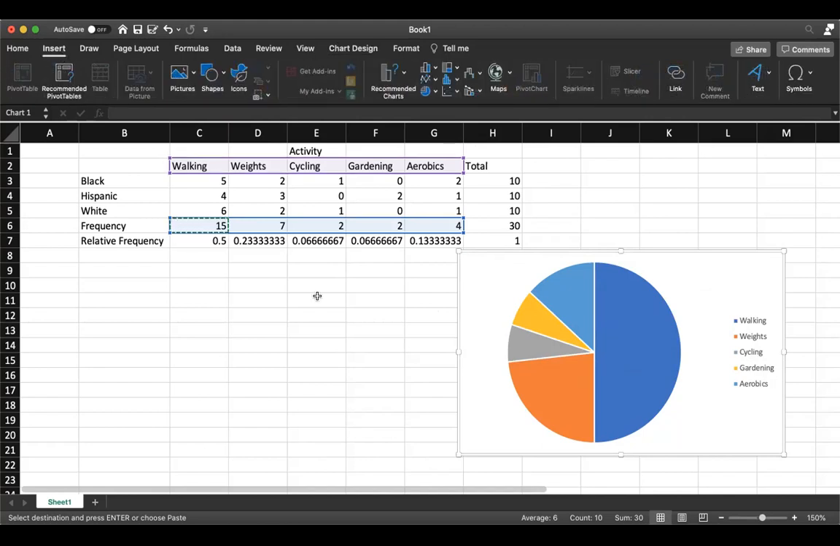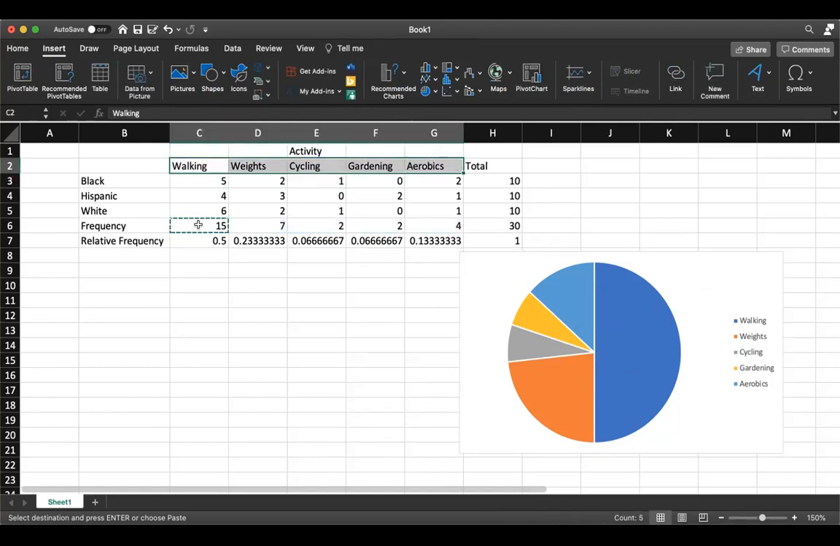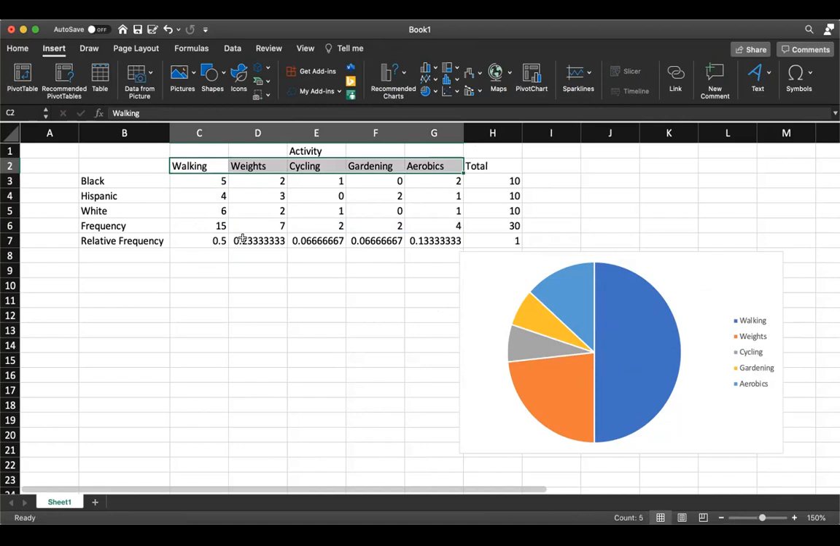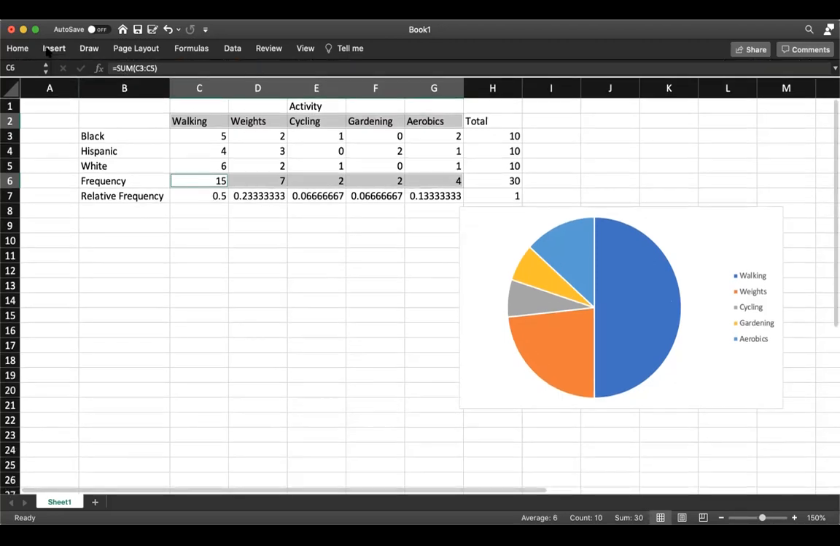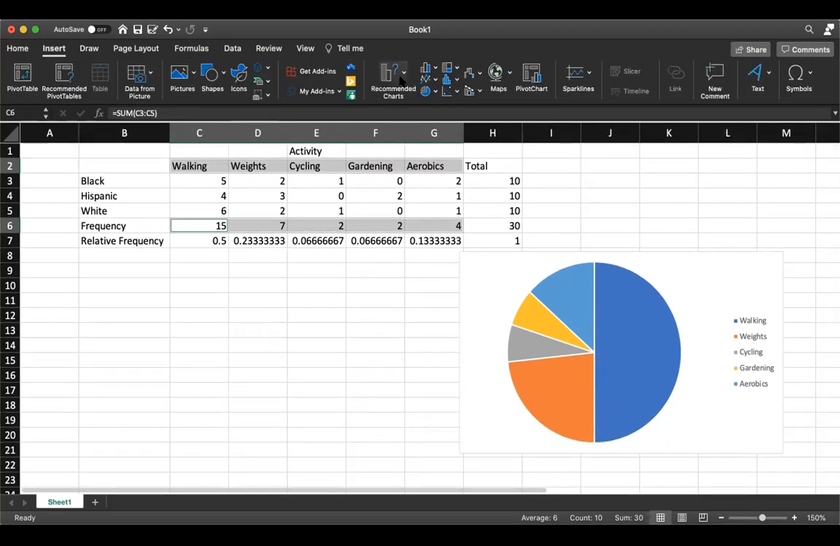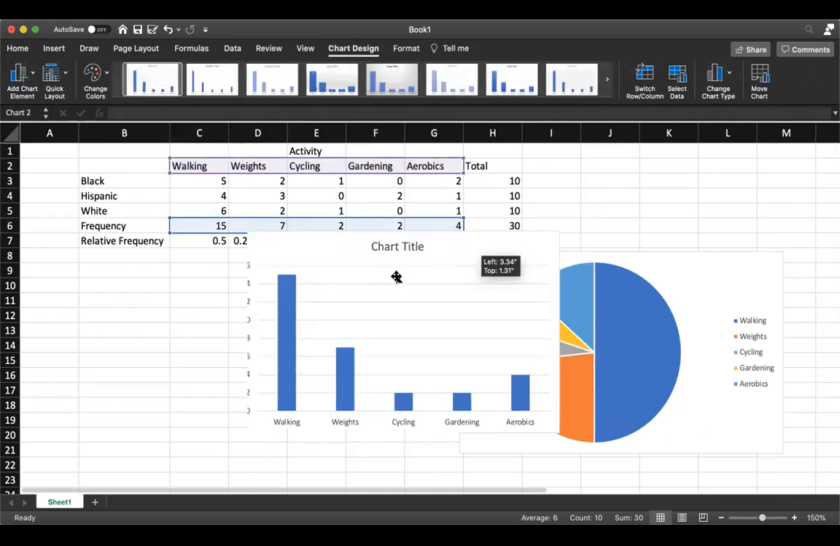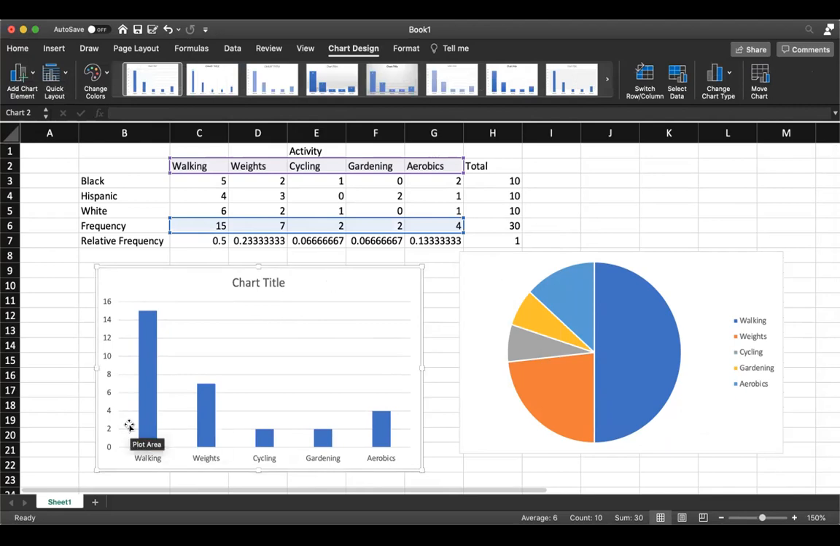Now I can do the exact same thing, highlight the cells I want again. So I want these cells, and I want these cells right here. And again, I'm going to go to insert and recommended charts. And these are the recommended charts that they have for me. I want the bar chart. This is just a simple bar chart. This is made a bar chart for us.